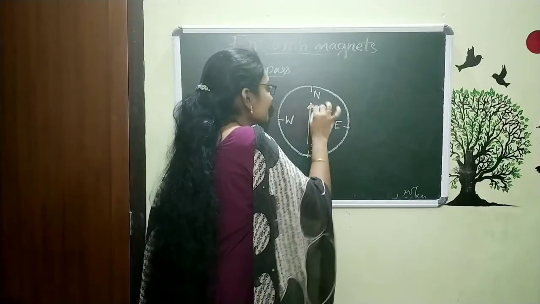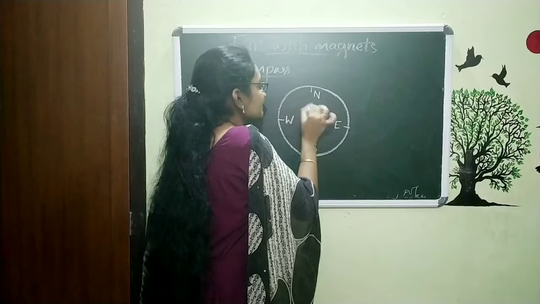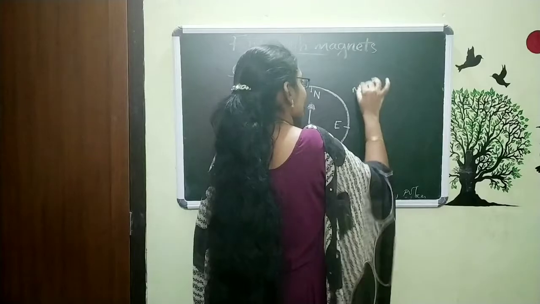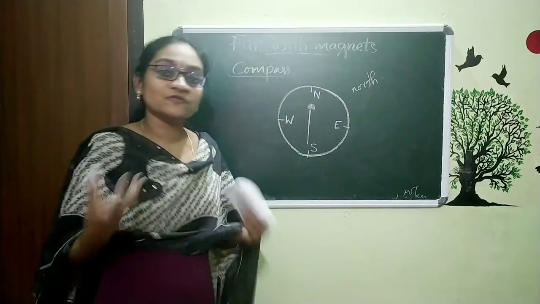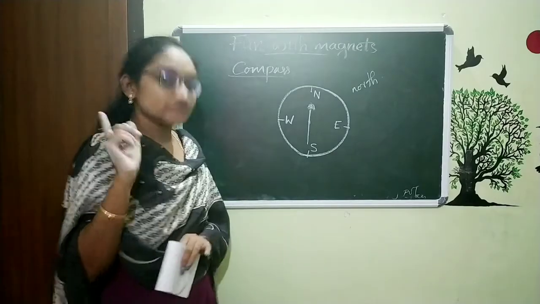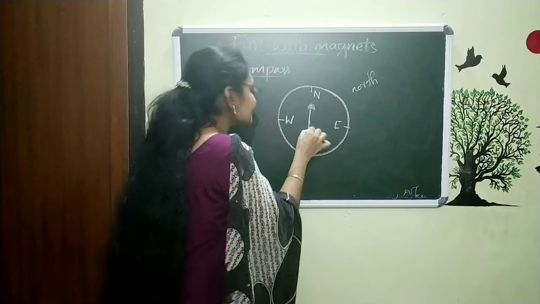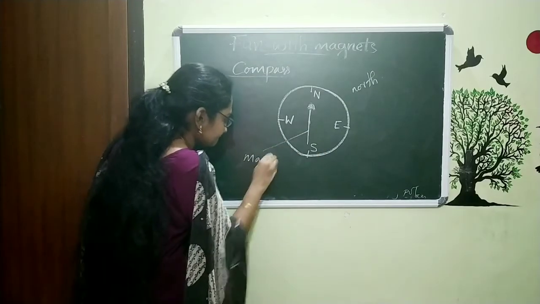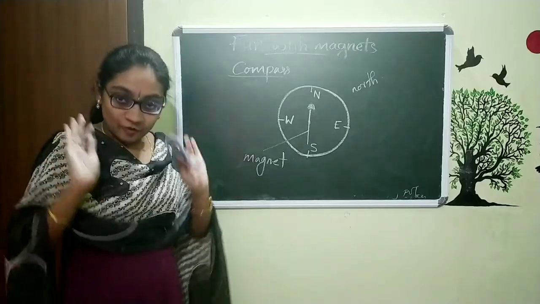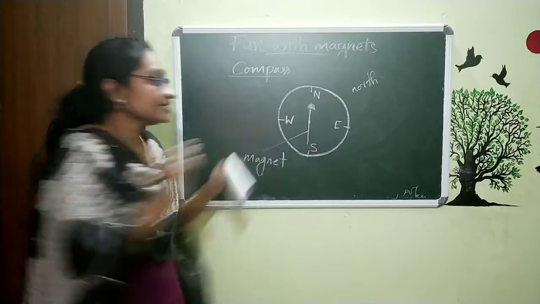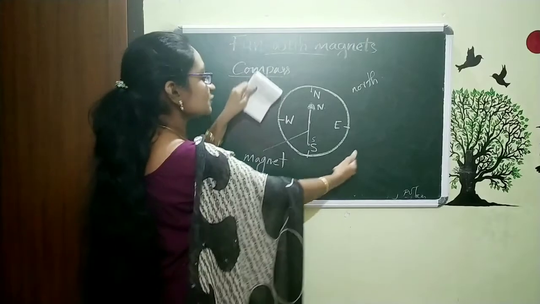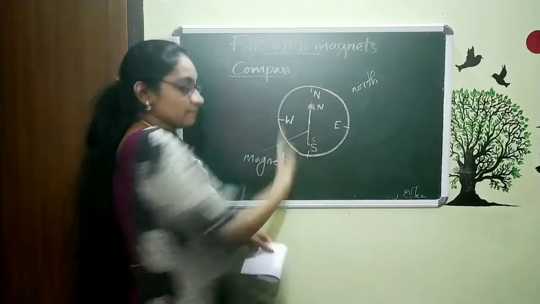In some compasses, you can see a red color painted on this head, and that head is north. North of what? We already studied that a magnet will always point in the north-south direction. So the thing is very simple. This needle is nothing but a magnet. As the property of a magnet, this magnet's head is north and this is south.